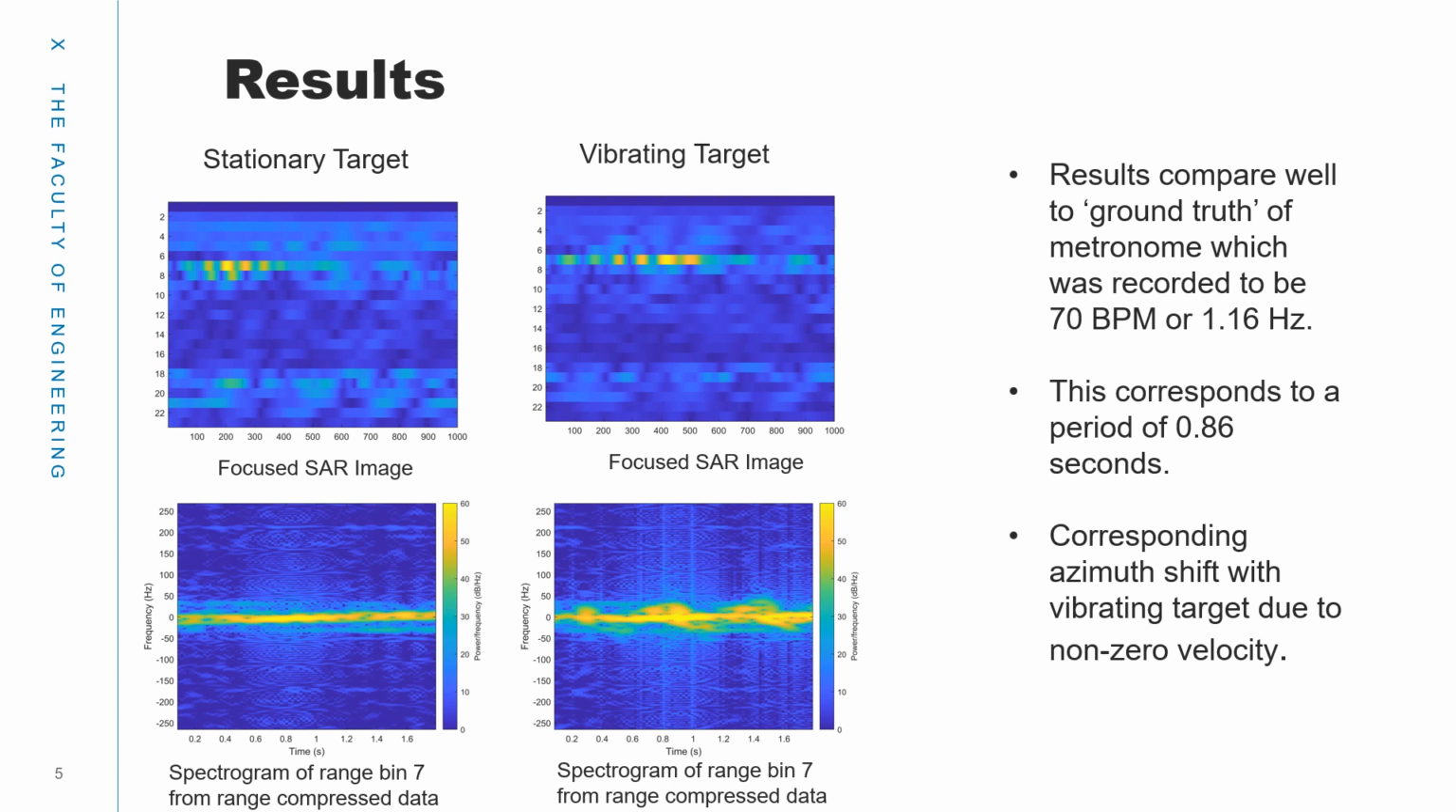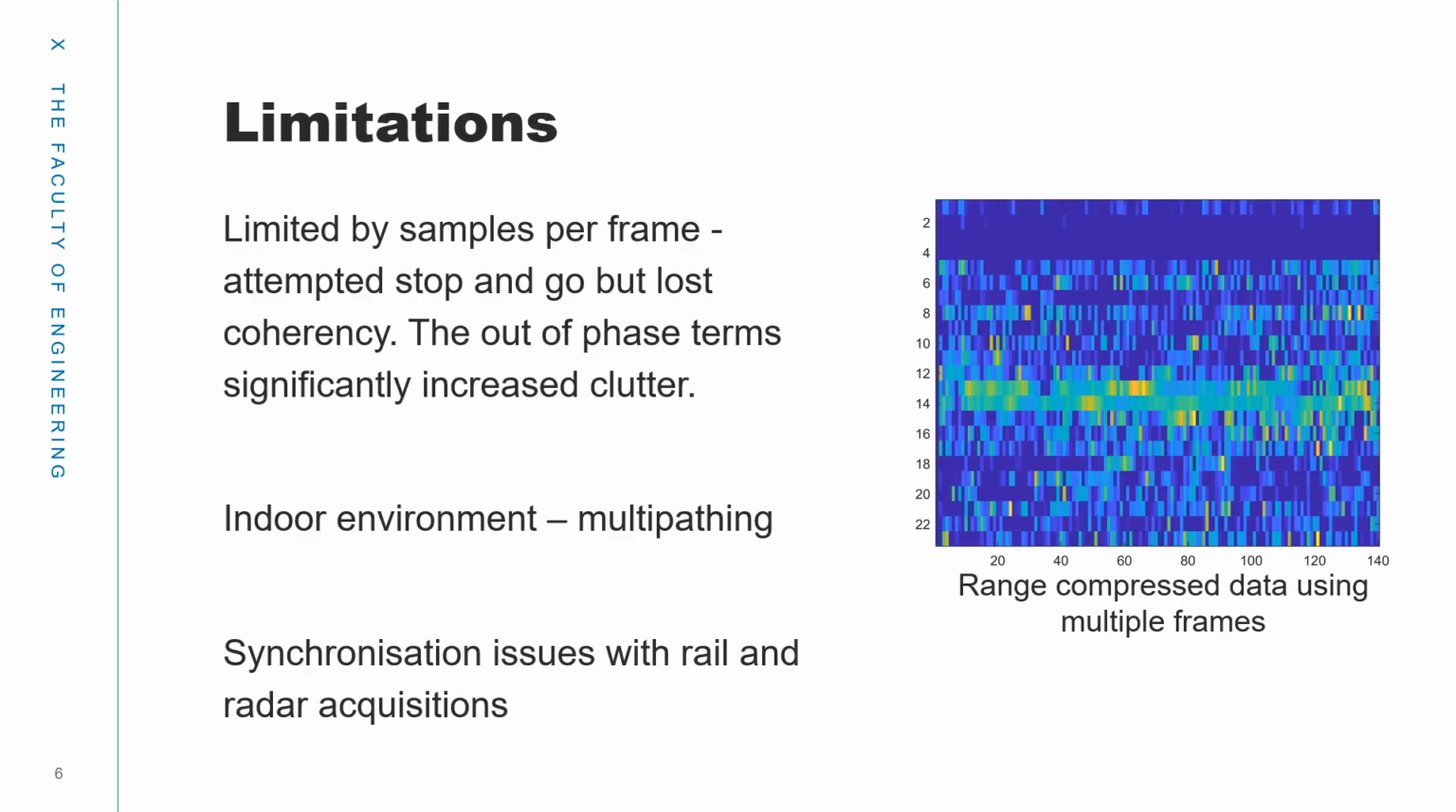This signature matches well with the ground truth, where the metronome was set to 70 beats per minute, or a frequency of 1.16 Hz. And this has a corresponding period of 0.86 seconds, which matches fairly well with the spectrogram. The spectrogram captures the periodic motion of the metronome, highlighting that it is actually possible for the miniature SAR system to detect and visualize micro-Doppler effects due to moving targets. These results further validate the methodology presented.